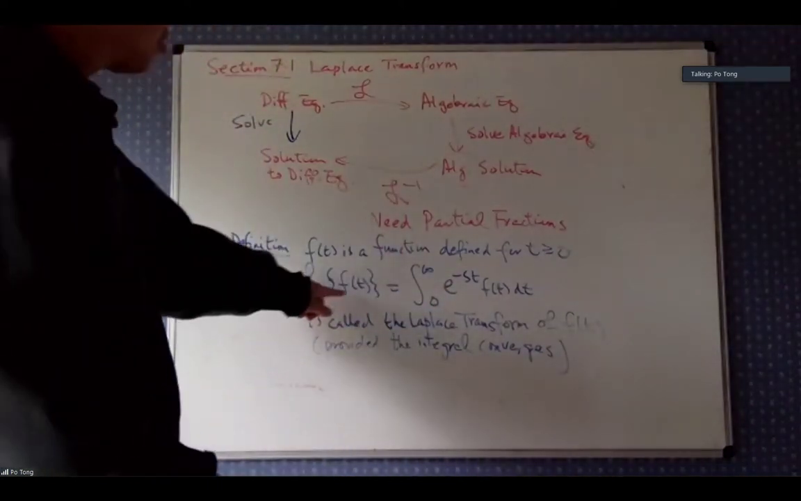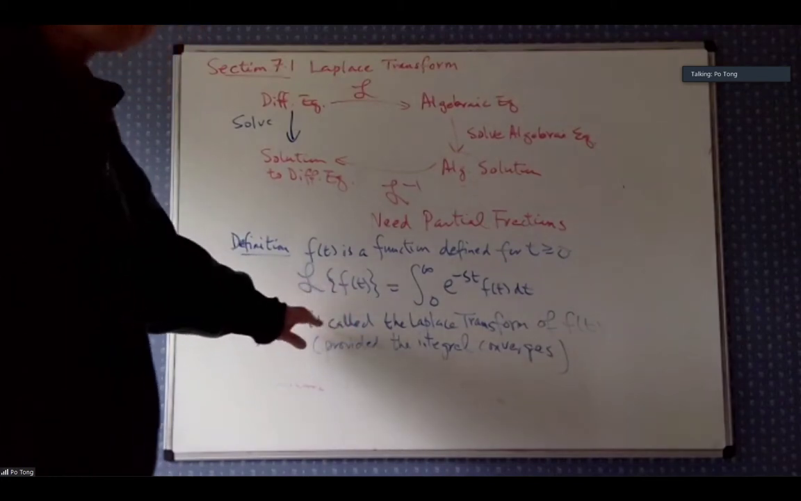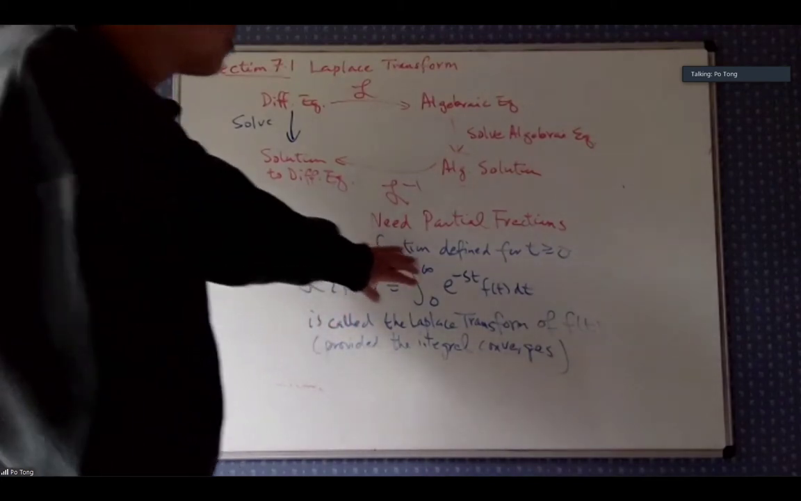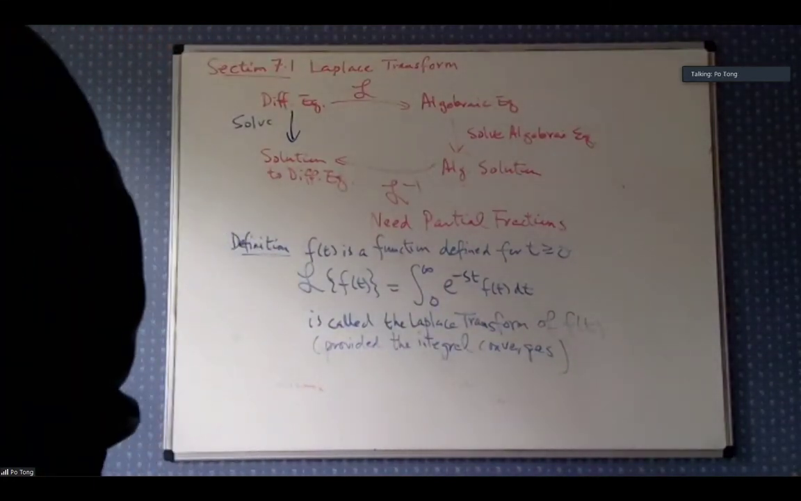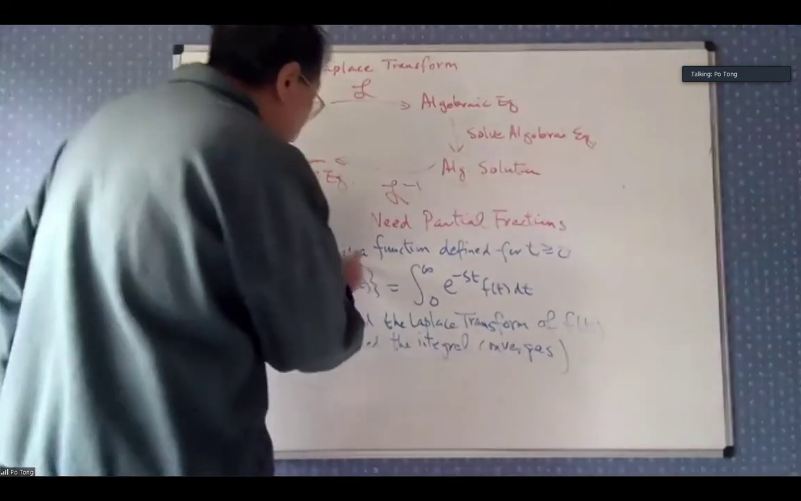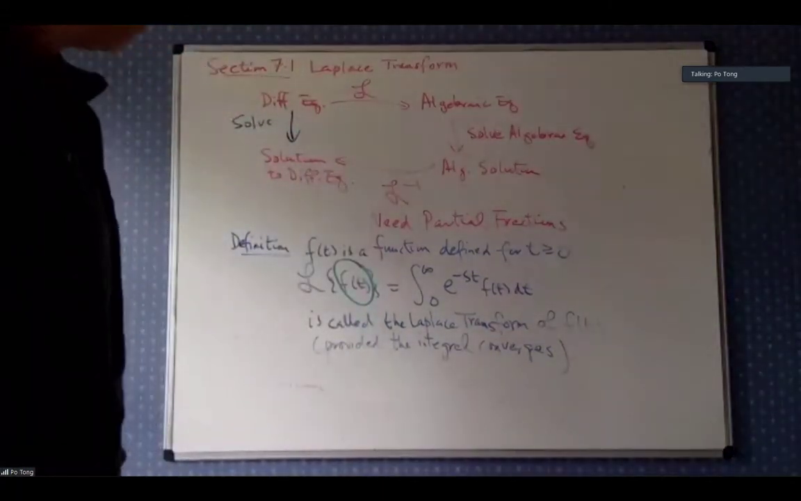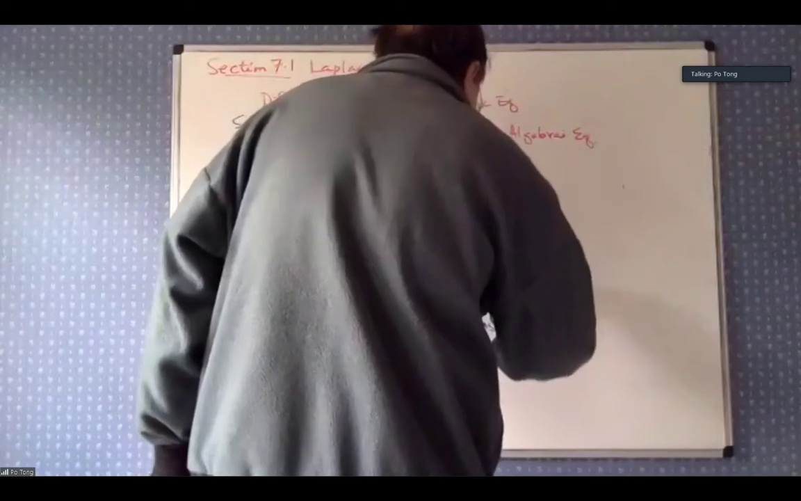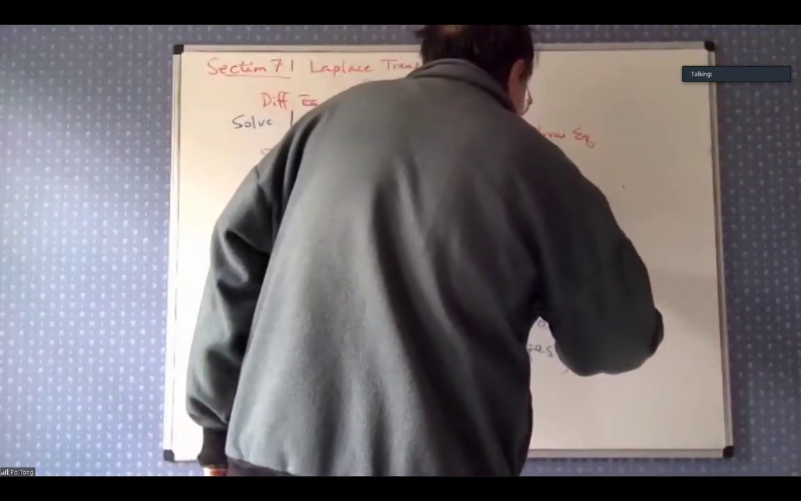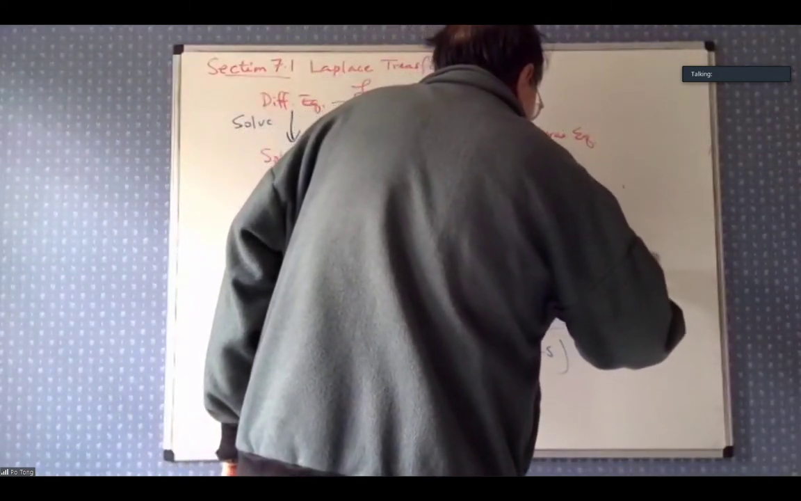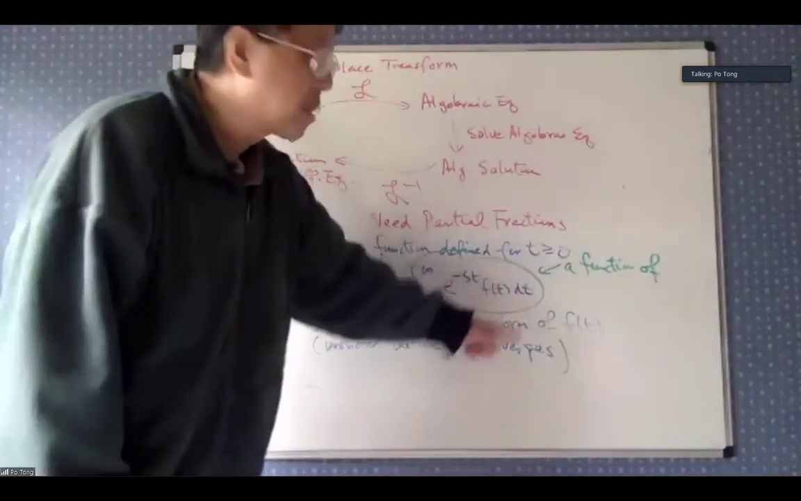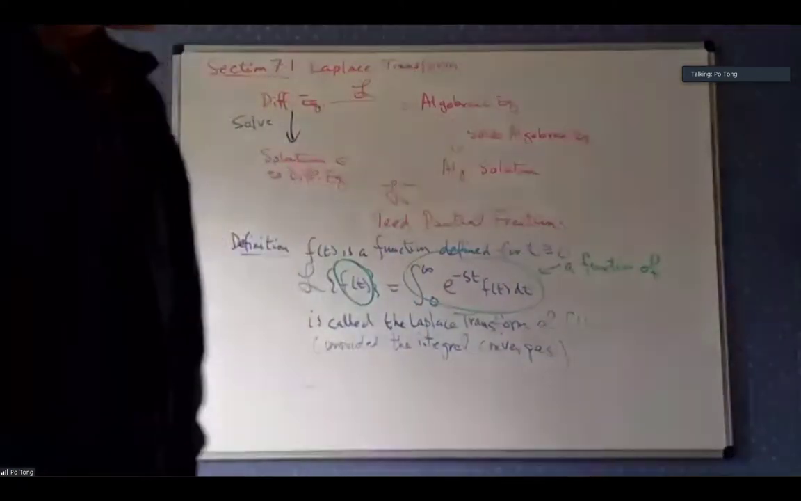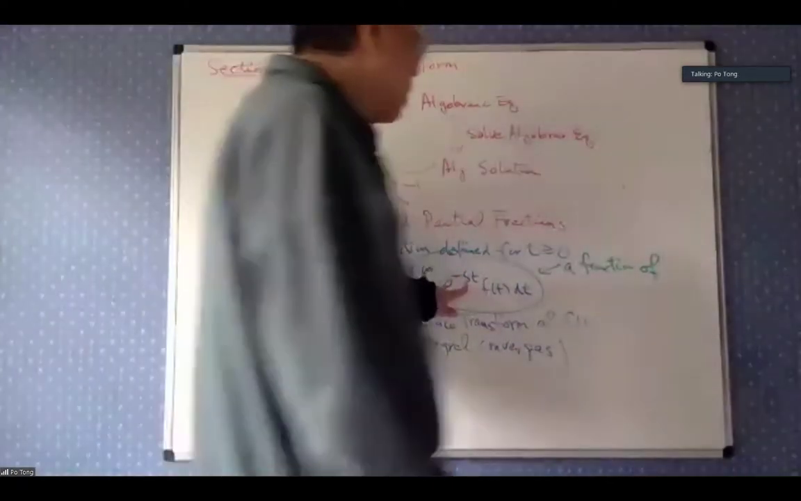So Laplace transform of a function. The Laplace transform will transform one function into another function. Originally it's a function of t. T stands for time. And this one will be a function of, what do you think it's a function of? T becomes the dummy variable in the integration, and there's a variable s here. This becomes a function of s. Okay?